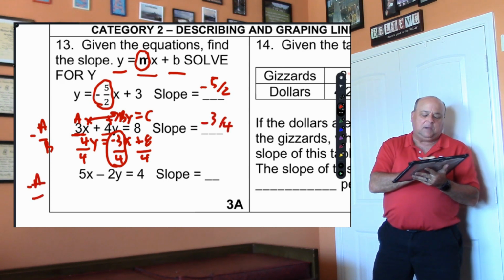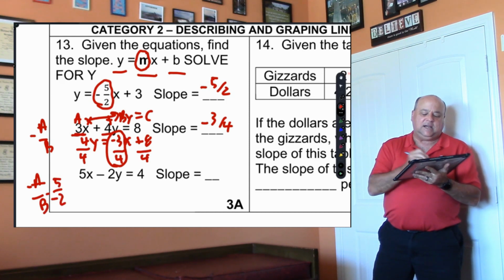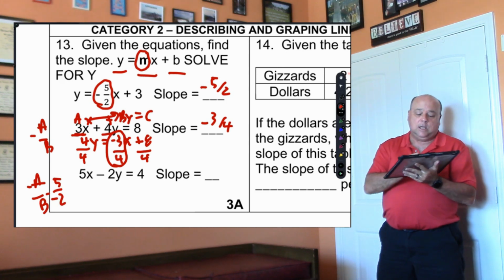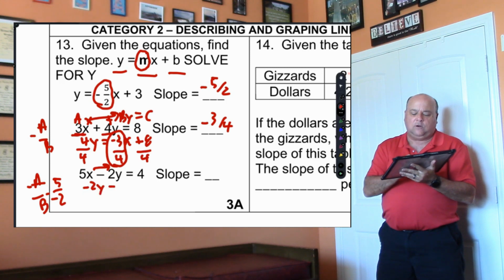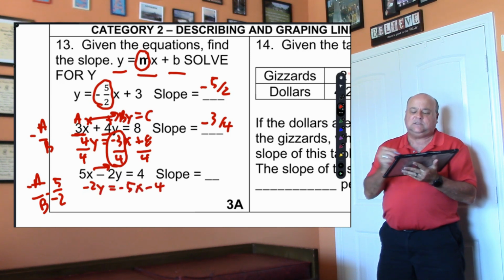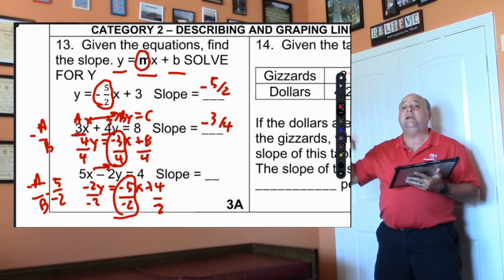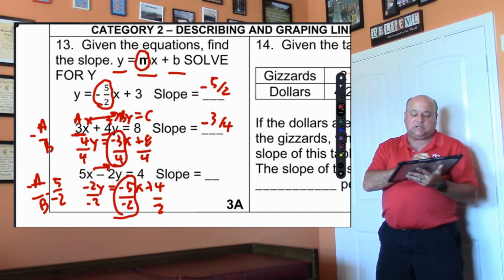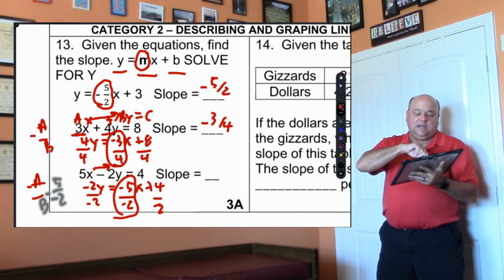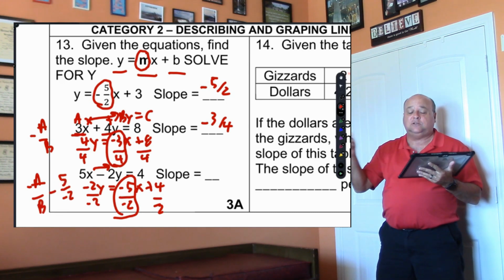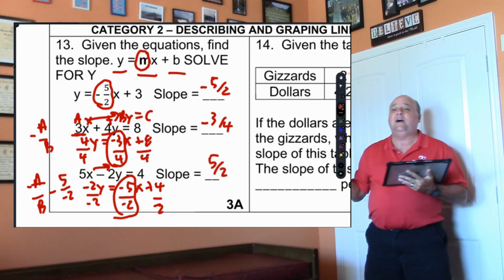Let's put negative a over b here. So my a is 5, and I need a negative, and my b is negative 2. Two negatives is going to be a positive, right? Our slope should end up being 5 over 2. Let's do the math. I'm going to move the x over, and it's going to change to negative 5x, and then plus 4, and then I'm going to divide by negative 2. Notice right here I have two negatives. Two negatives make a positive, so just like that formula said, negative a over b, we're going to have negative 5 over negative 2. Two negatives make a positive. The slope's going to be 5 over 2.